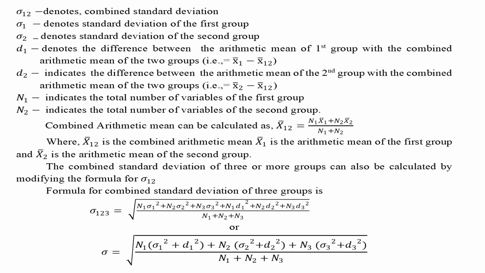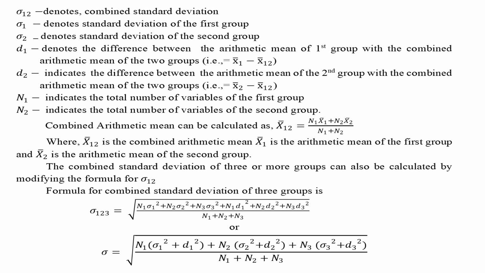Combined arithmetic mean can be calculated as N1 x bar 1 plus N2 x bar 2 divided by N1 plus N2. X bar 1 2 is the combined arithmetic mean, x bar 1 is the arithmetic mean of the first group, and x bar 2 is the arithmetic mean of the second group.